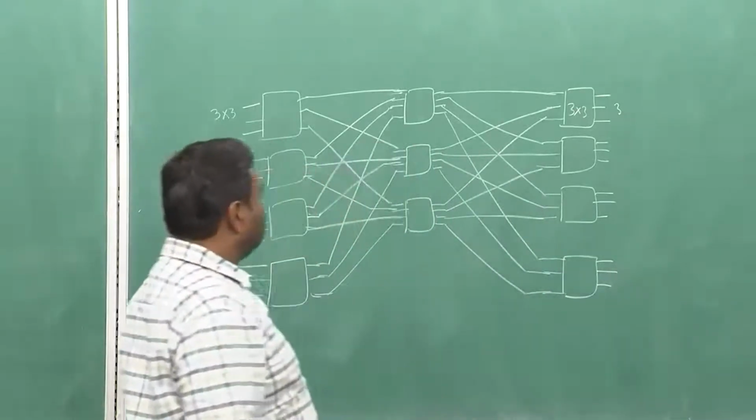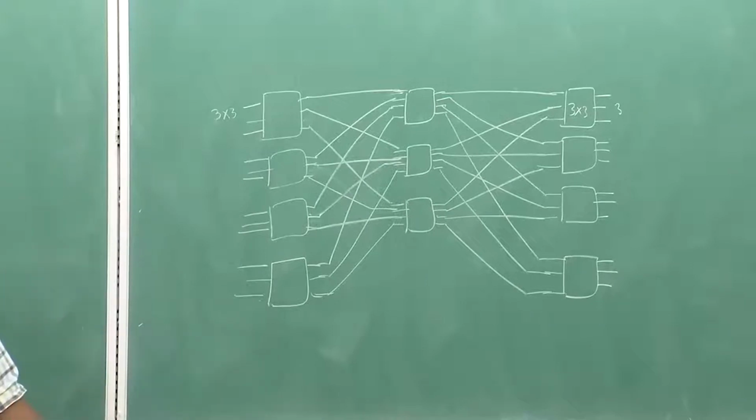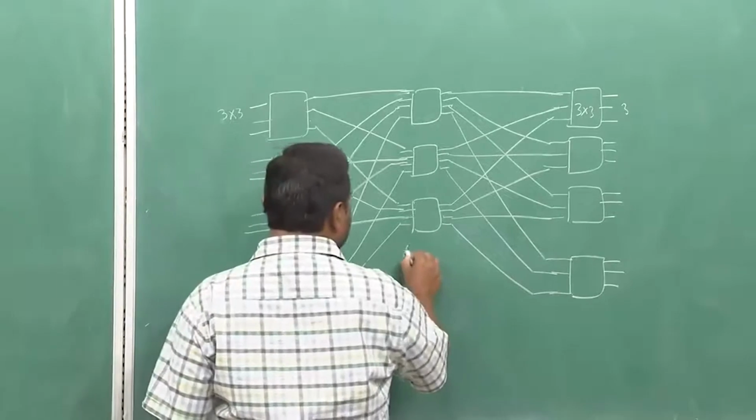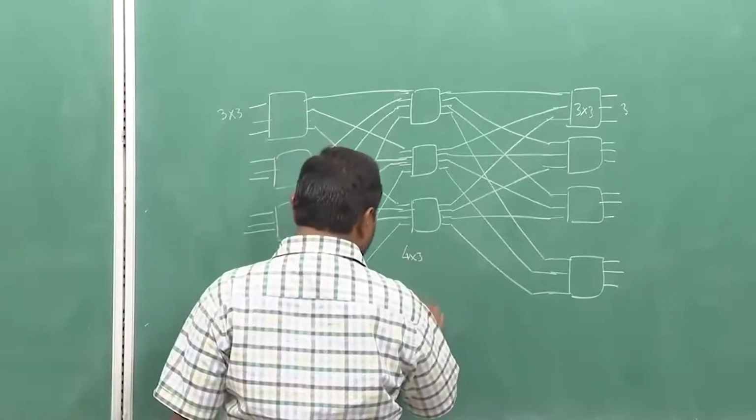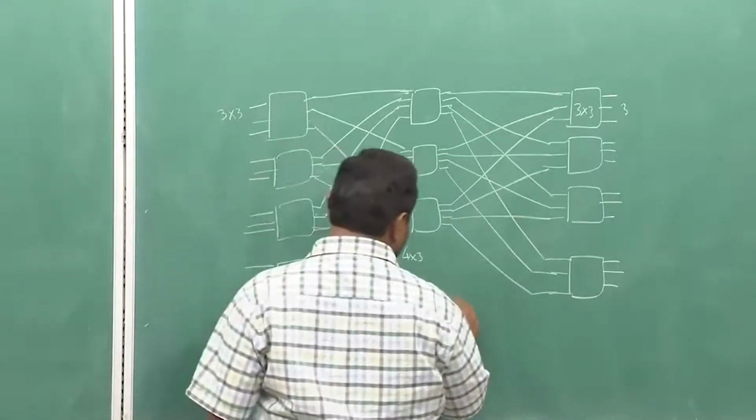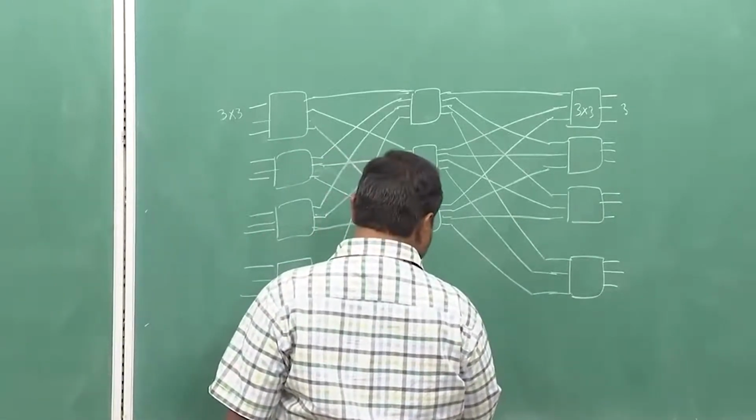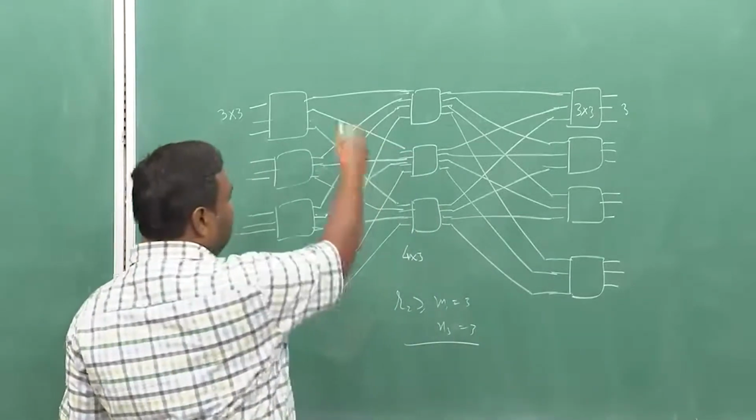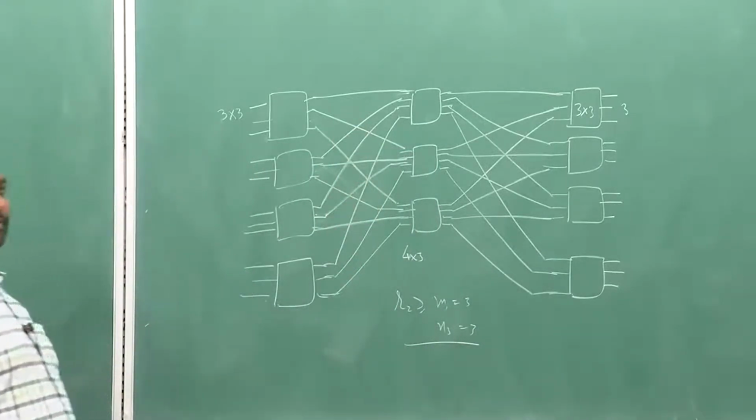So, this is what the switch is all about. This is a reasonably non-blocking switch. These are 4 by 4, 3 of them. R2 here is greater than or equal to M1 or N3, both are 3 actually. So, R2 has been taken as 3. So, this is a reasonably non-blocking switch.